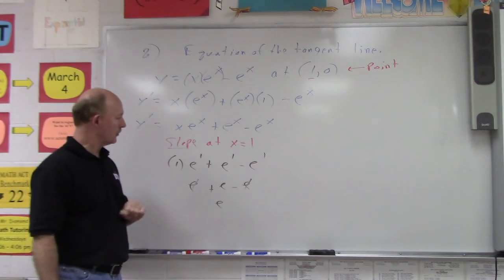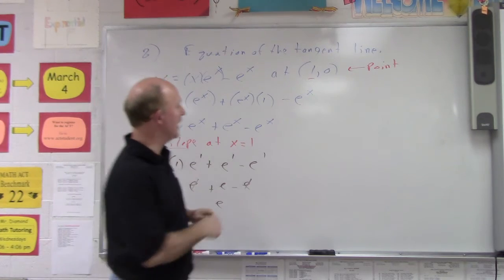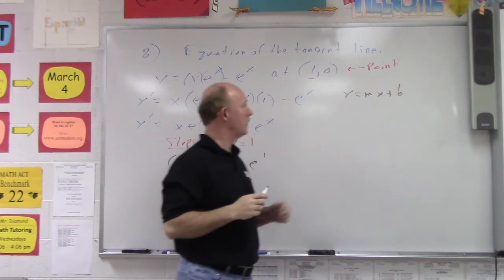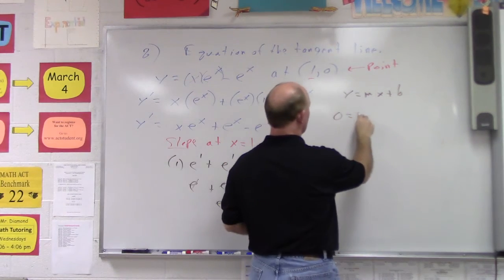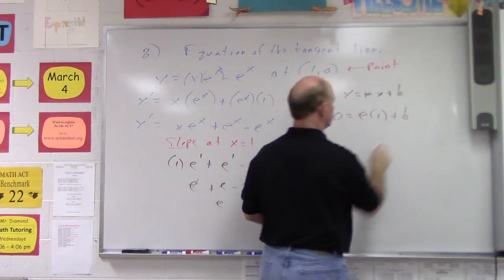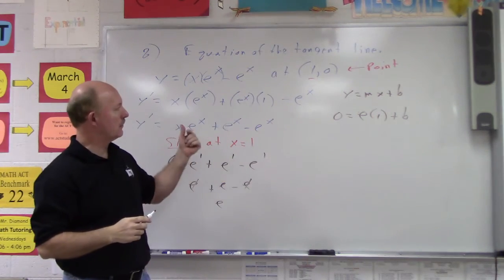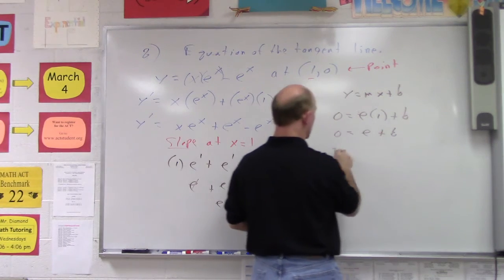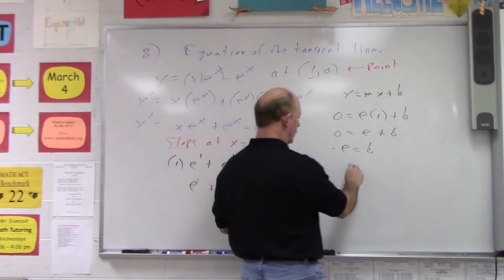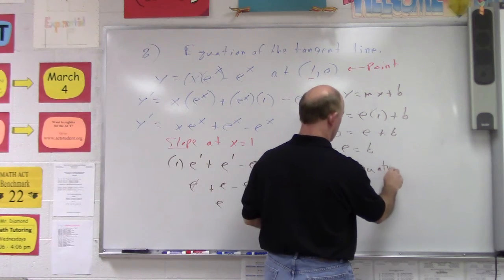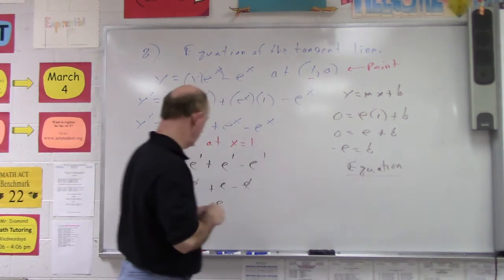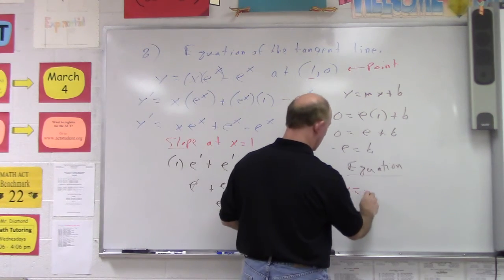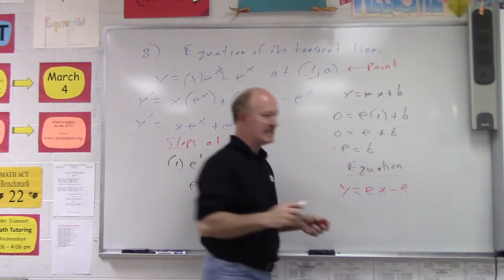That's our slope. Now let's write the equation of our tangent line. I'm going to write mine first in y equals mx plus b form, slope-intercept form. So this will be 0 equals e times 1 plus b, substituting 0 in for y and 1 in for x. So we have 0 equals e plus b, or negative e equals b. As we write our equation now, the slope was e, so it'll be y equals e x minus e. So there you go.